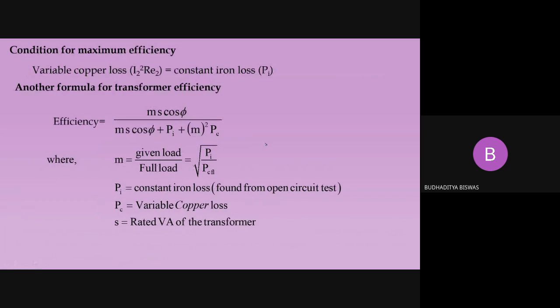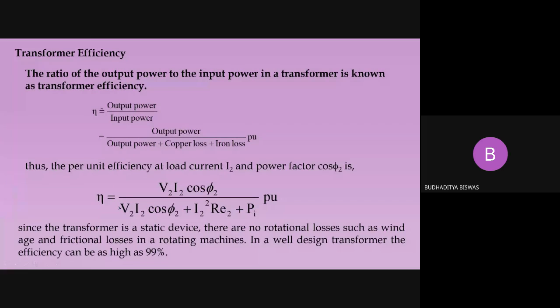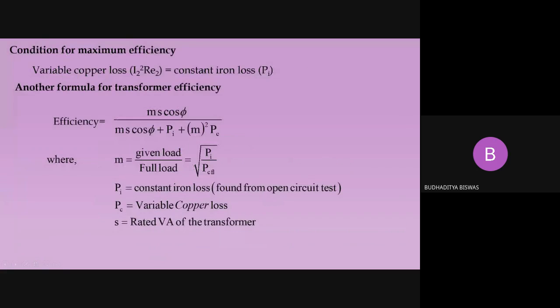And the condition for maximum efficiency is: when the variable copper loss I2 square Re2 is equal to the constant iron loss Pi, only then the efficiency of the transformer becomes maximum. So this is the condition for maximum efficiency. When the variable copper loss becomes equal to the constant iron loss, only then does maximum efficiency occur in a transformer. The proof, how to prove it? We just need to take the first derivative of the efficiency with respect to the I2 current, and equate it to 0 to get the condition, and that is the condition.